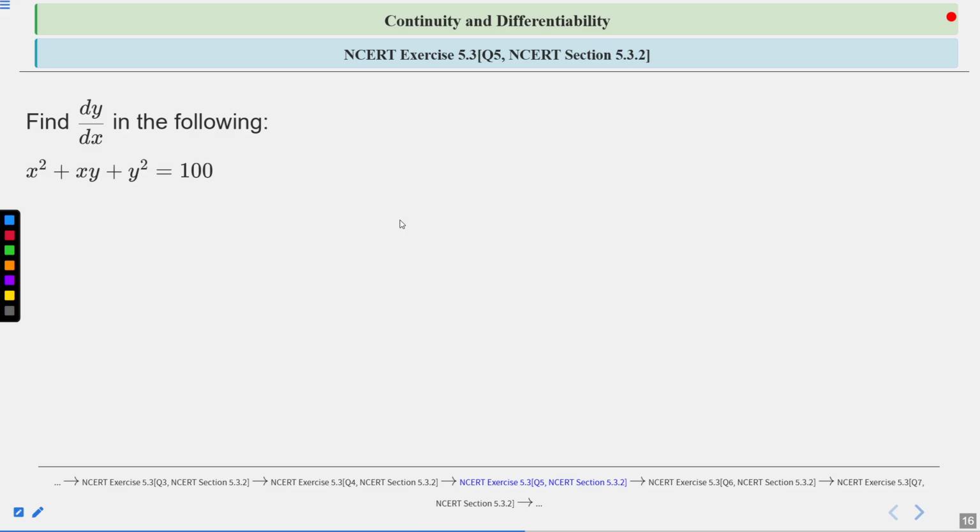Next question is find dy by dx in the following, and the expression is basically x square plus xy plus y square is equal to 100, right? We basically have to find dy by dx. So how can we find? Again, we will try to apply chain rule and product rule, and after applying that, by putting dy by dx terms on one side and other terms on the other side, and by taking common dy by dx, we can easily find the value of dy by dx.